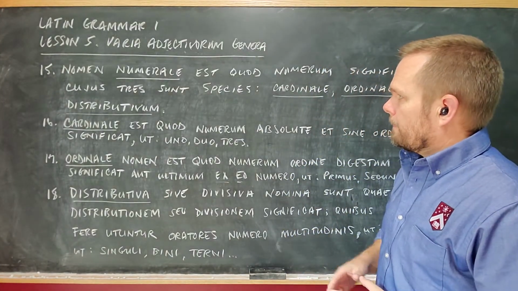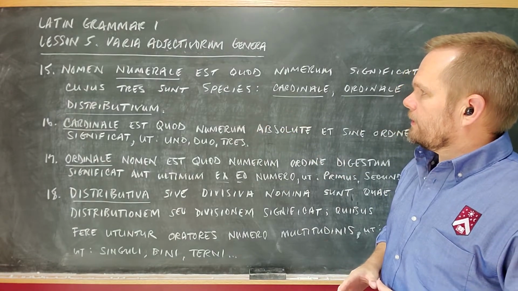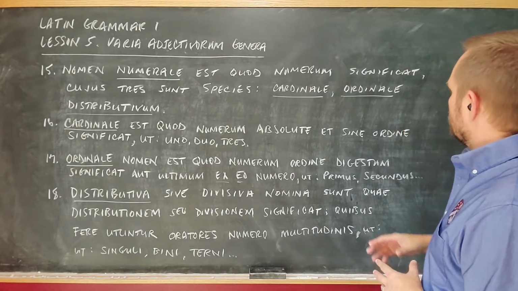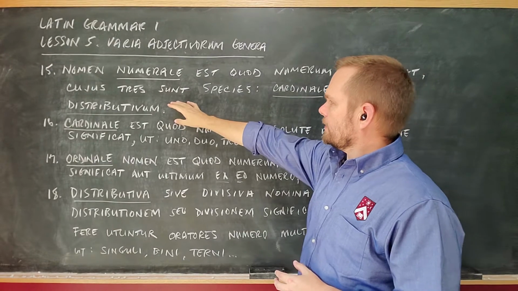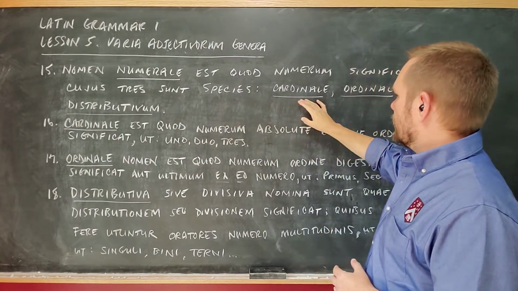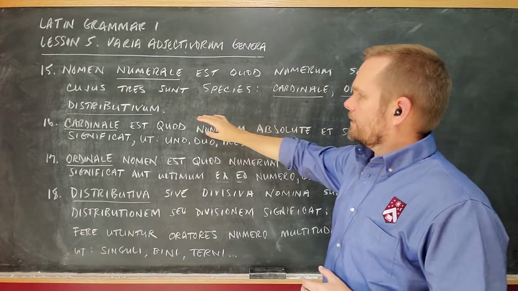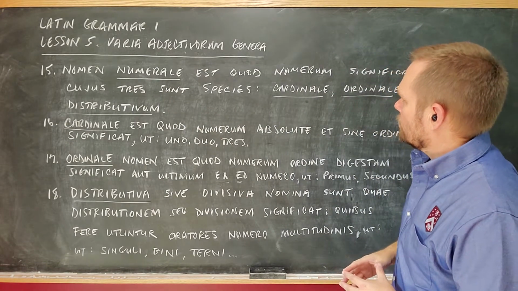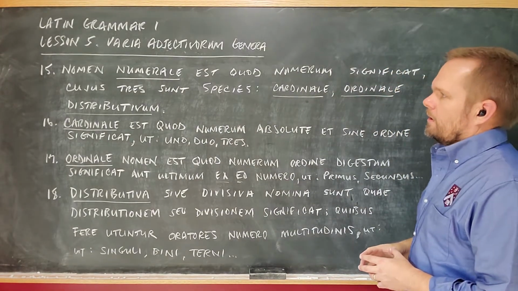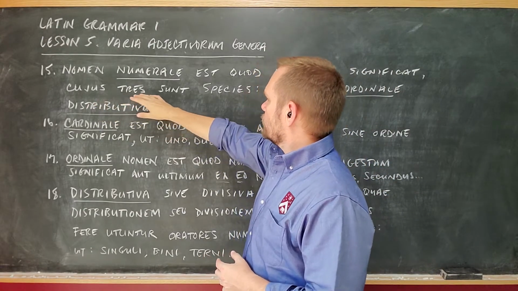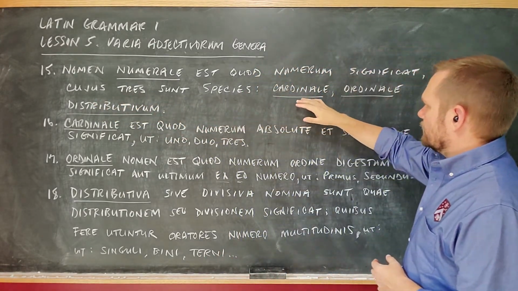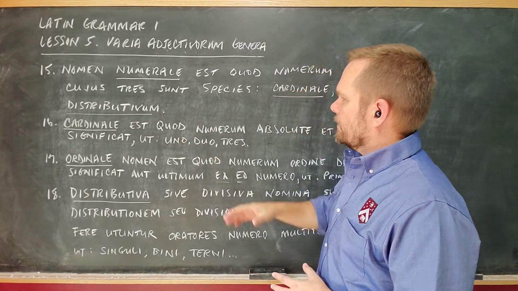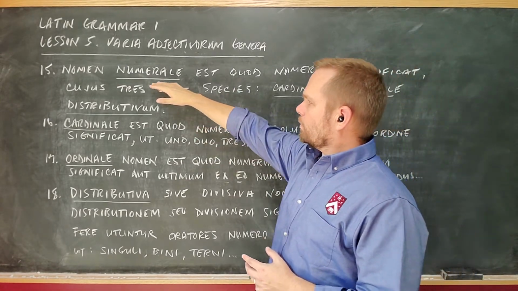Okay, so these are numeral nouns, the last class of adjective nouns we're going to study in Lesson 5. Our definition in Rule 15 says, Nomen numerale est quod numerum significat, cuius tres sunt species, cardinale, ordinale, distributivum. I'll read that one more time. Nomen numerale est quod numerum significat, cuius tres sunt species, cardinale, ordinale, distributivum.